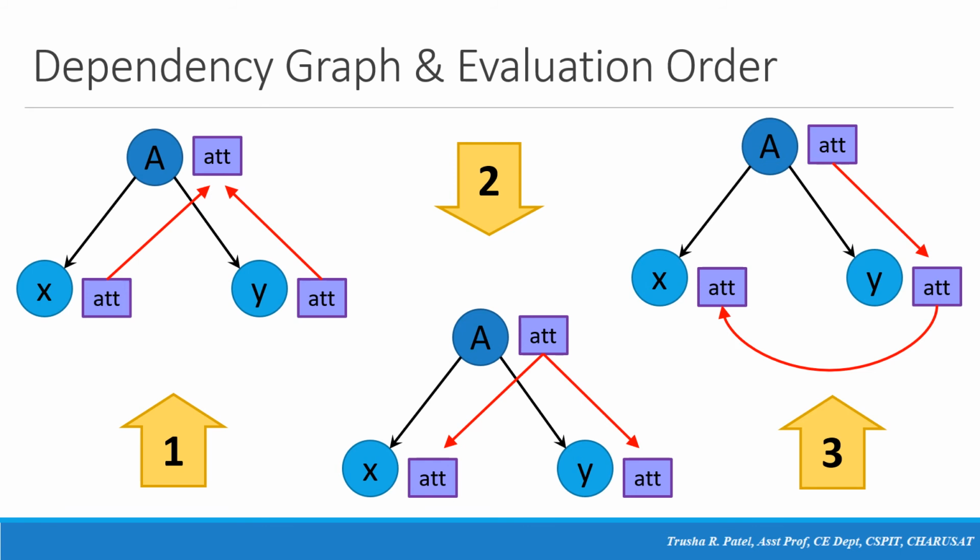Let us talk about the third scenario. Here the attribute of Y is having dependency on the attribute of X, and the attribute of A is having dependency on the attribute of Y. So the dependency graph is shown using red color arrows. Now what should be the evaluation order? First we have to calculate the attribute of X. Using that we can compute the attribute of Y, and using that we can compute the attribute of A.